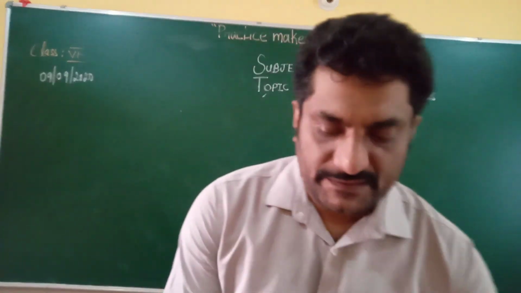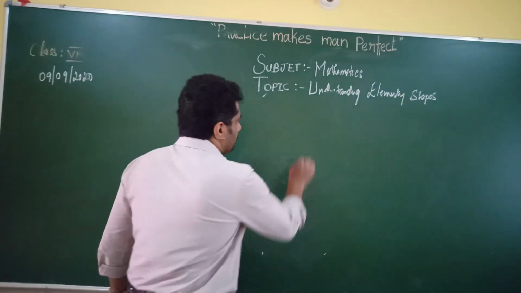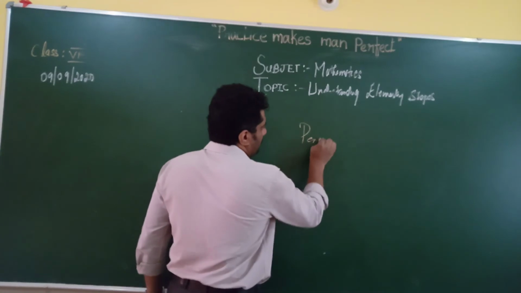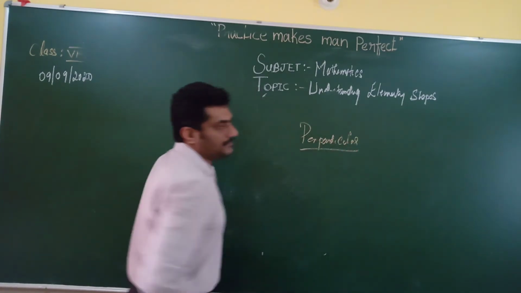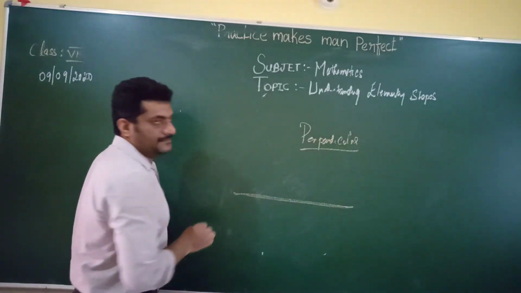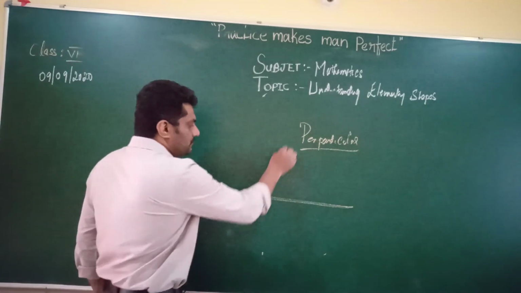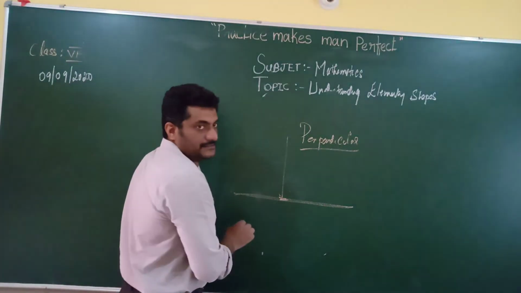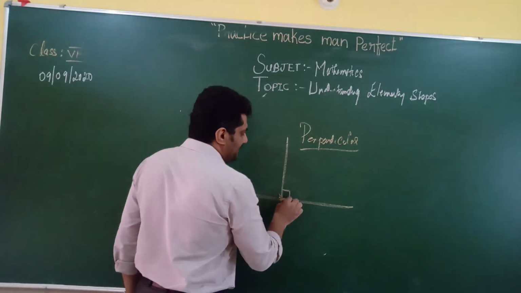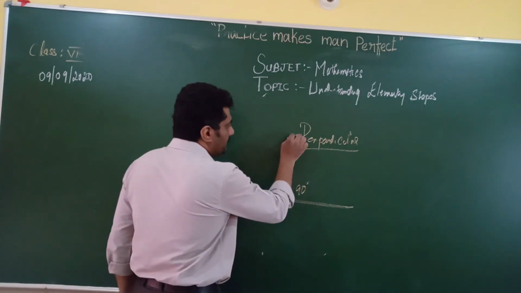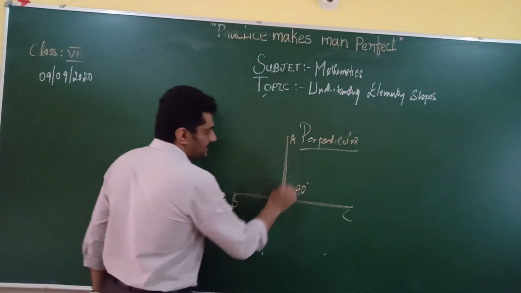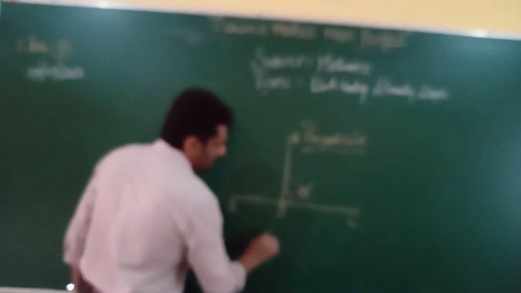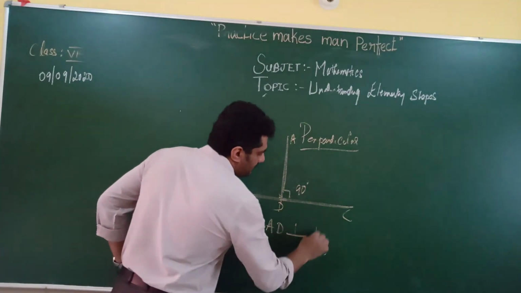Now there's one more thing called perpendicular. What is a perpendicular? Now for example, if I have a line, on that line you put a vertical line and the measure of this vertical line has to be 90 degree. Only then you will tell this line is perpendicular to this, AD perpendicular to BC.